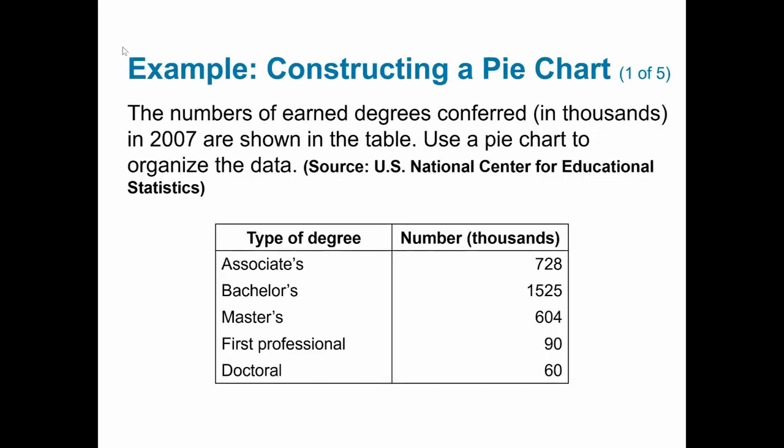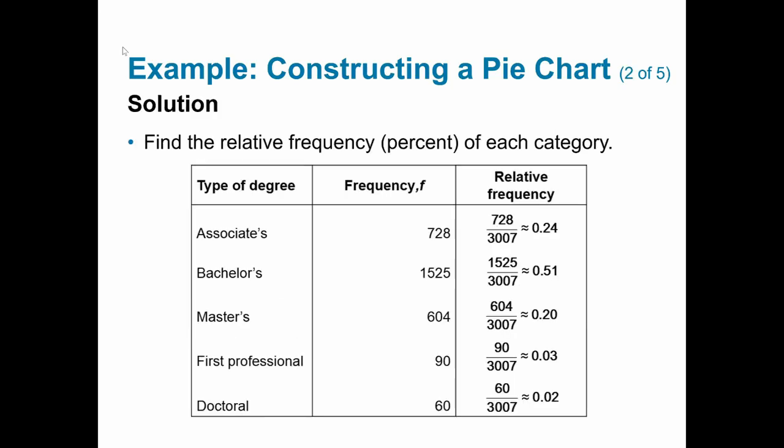Here, for example, we have data that tells us about the number of earned degrees conferred in thousands in 2007, and we want to use a pie chart to organize this data. The associate's degree had 728,000 degrees awarded, bachelor's 1525, and so on. To do this, you would first start out by finding your relative frequency. So find the percentage for each of these degree types. Remember, to find relative frequency, it's just frequency divided by sample size.